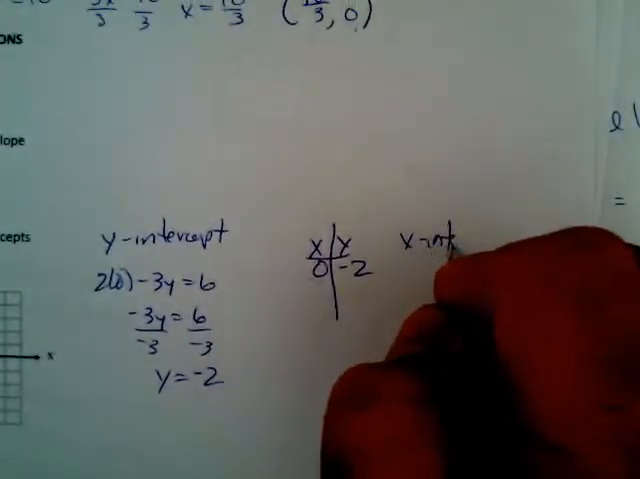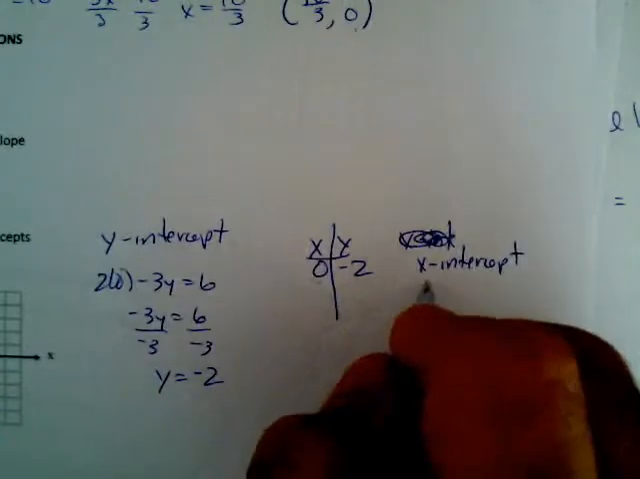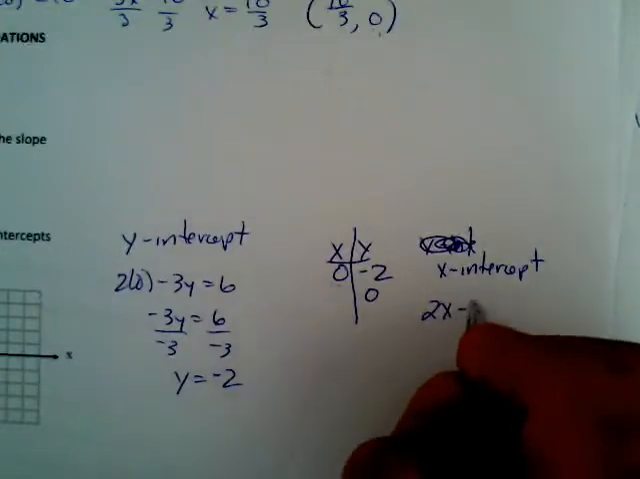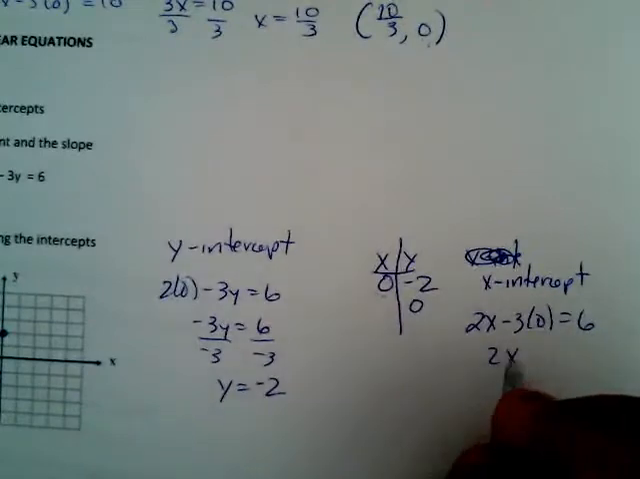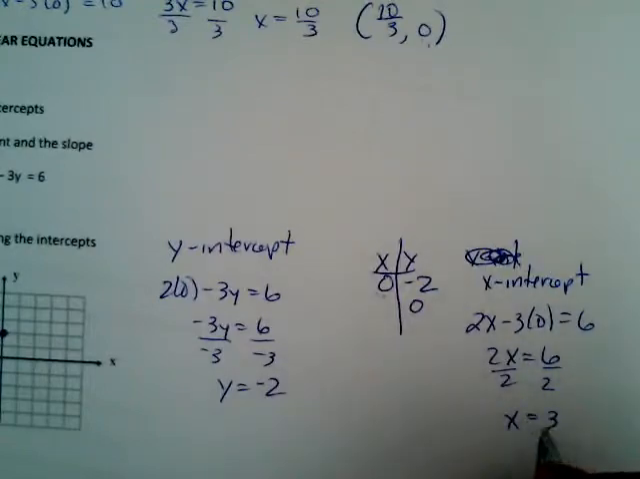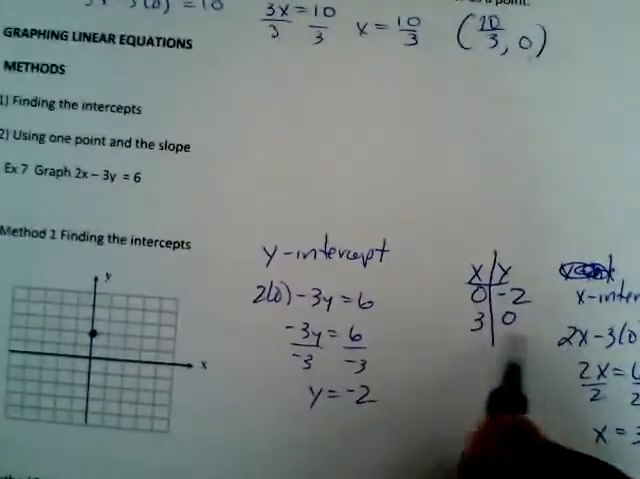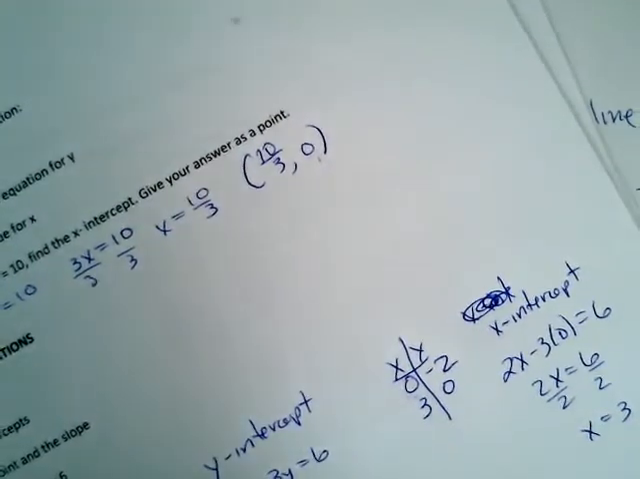Next one is the x-intercept. So for this one, I let y equal 0. And a lot of times you can do this in your head. You can just look at the equation. So that goes away. Divide by 2 to get x is 3. So here are my points right there. 0, -2, 3, 0. 3, 0 goes right there. And then I draw the line.